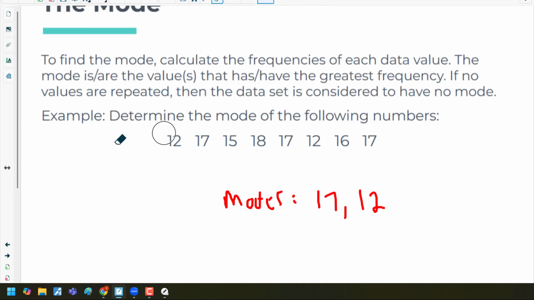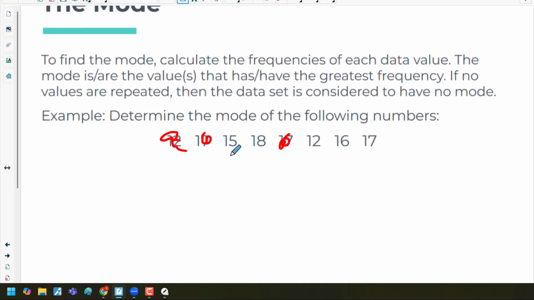What if I have no numbers repeating? What if I got rid of one of the 12s, got rid of the 17, got rid of the 17? What if I had exactly the same amount for every single number? Then the answer is no mode. There's no mode. Okay.